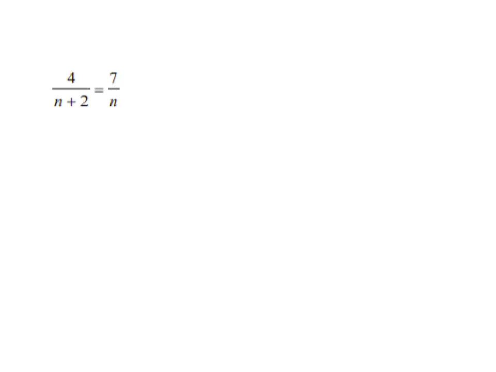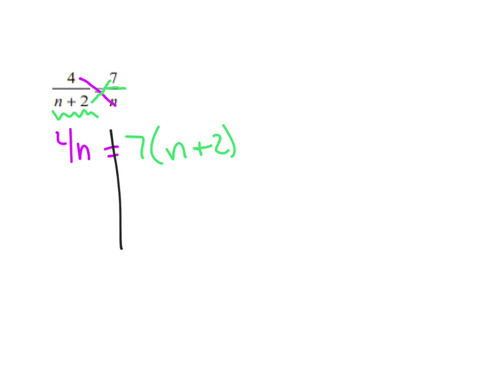So our last example that we're going to look at today, 4 divided by n plus 2 equals 7 divided by n. So cross multiply. So 4 times n is 4n equals, go the other direction, n plus 2 times 7. So we're going to put the single term first, which is 7, multiplied by the two terms, n plus 2. Okay, then we're going to distribute. So 7 times n is 7n. 7 times 2 is 14 equals 4n.